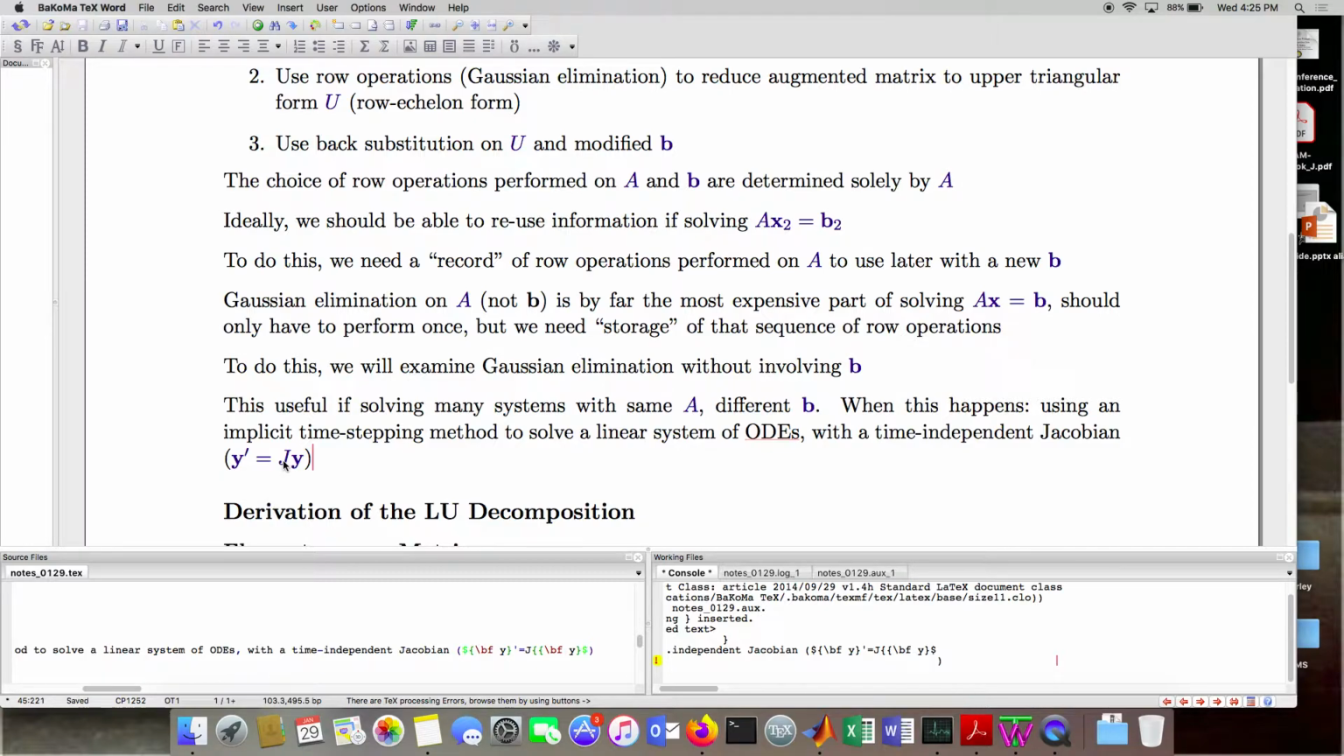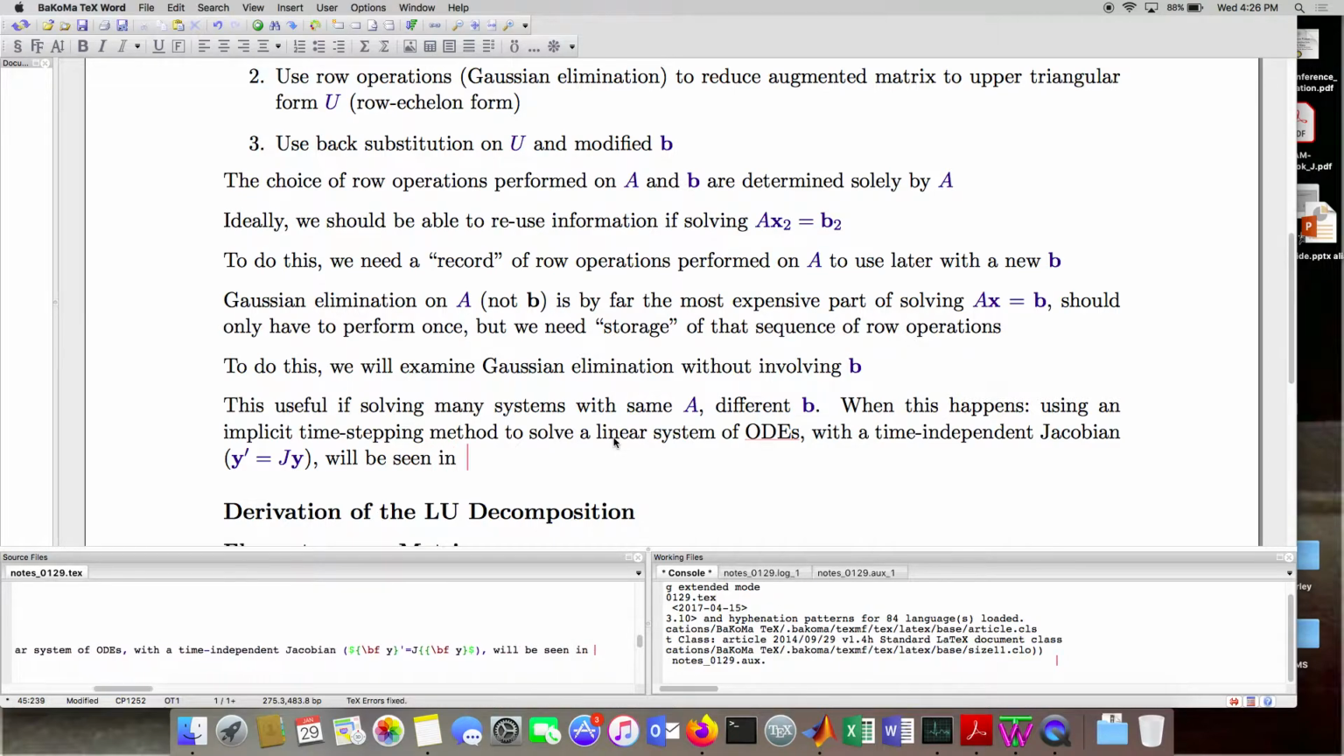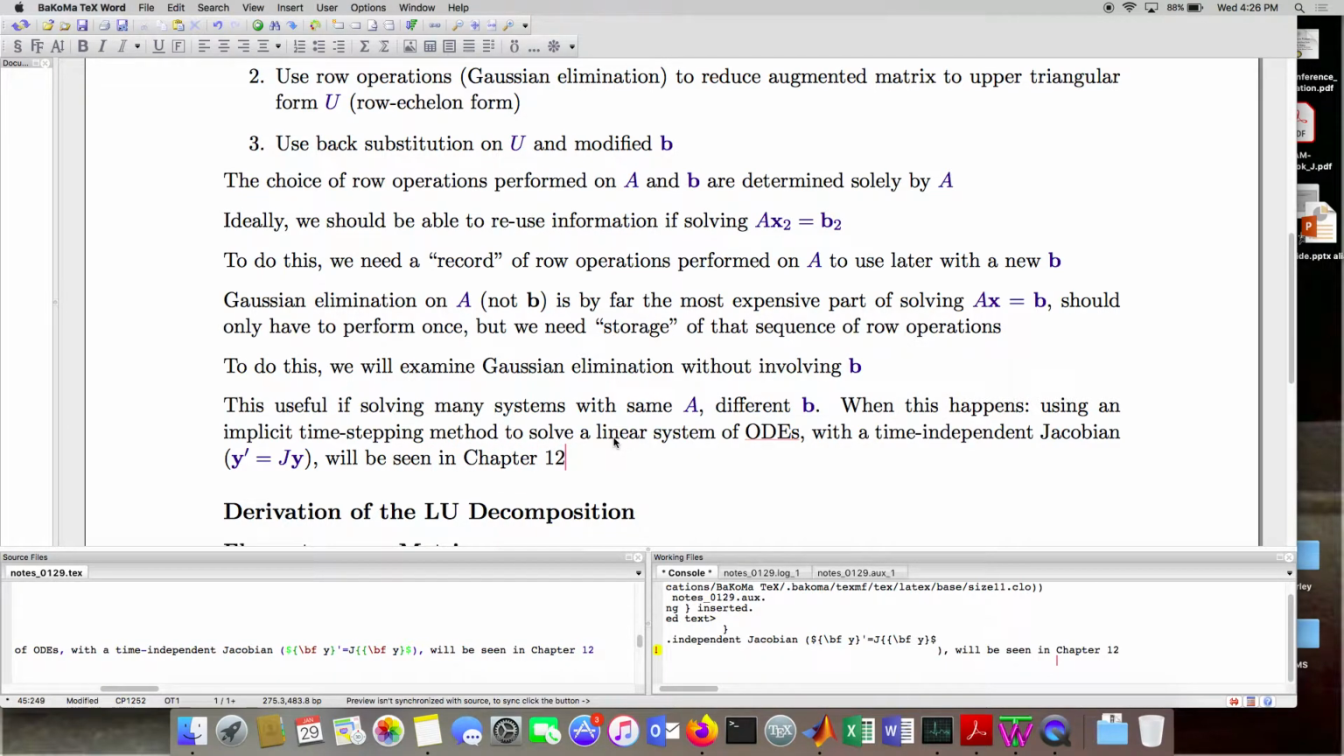So that would lead to a system Ax equals B, where the matrix itself is not changing from time step to time step. The right-hand side, the B, is always changing. It's the solution from one time to the next. So it's exactly the situation that I'm describing. It'd be nice to just do Gaussian elimination on J once and be able to reuse that information for all the time steps that happen. Now, this topic of implicit time stepping, etc., will be seen in Chapter 12 that we'll get to closer to the end of the semester.